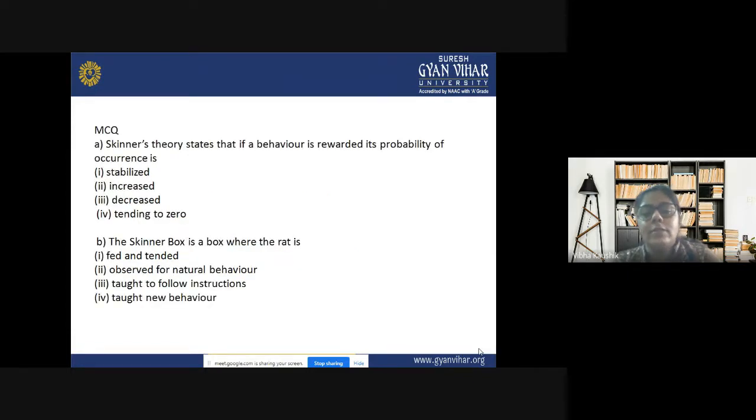Now let us discuss some MCQs, as MCQs are the best way to know the learning outcomes of a learner. Now the first one is: Skinner's theory states that if a behavior is rewarded, its probability of occurrence is... Means when we are reinforcing a behavior, then what will be the probability of the consequence?